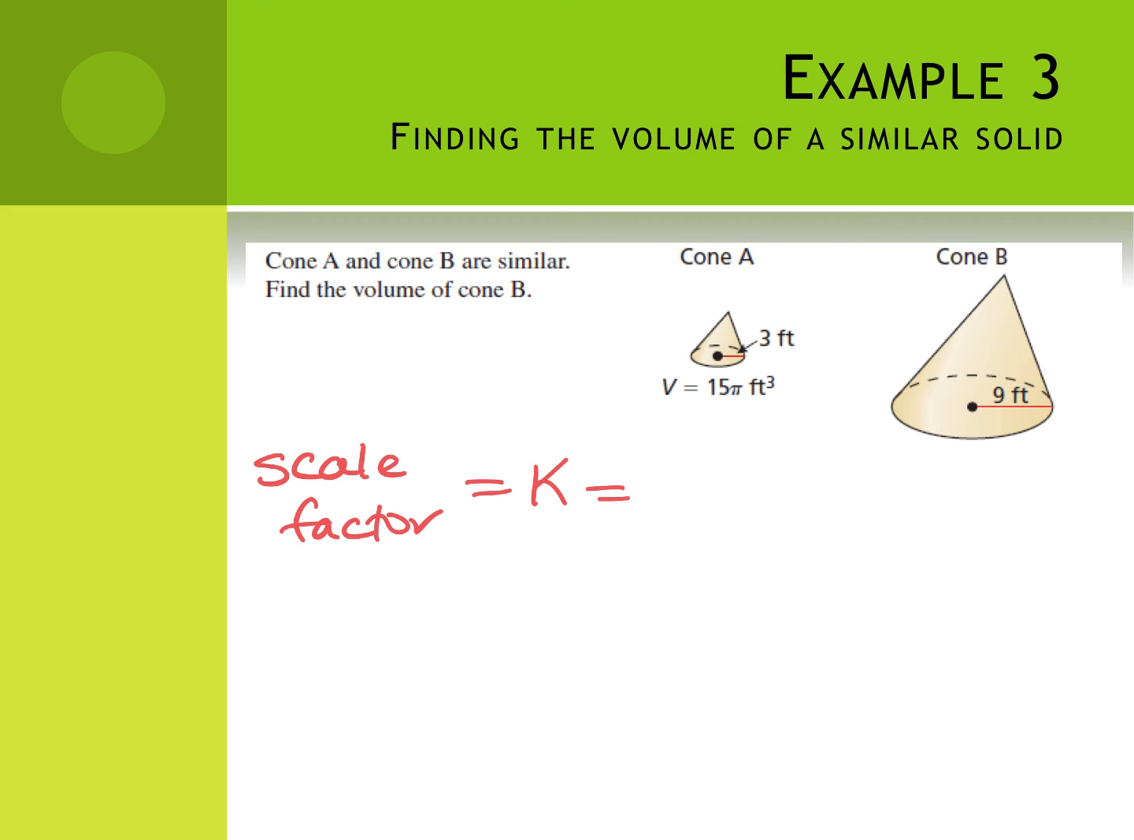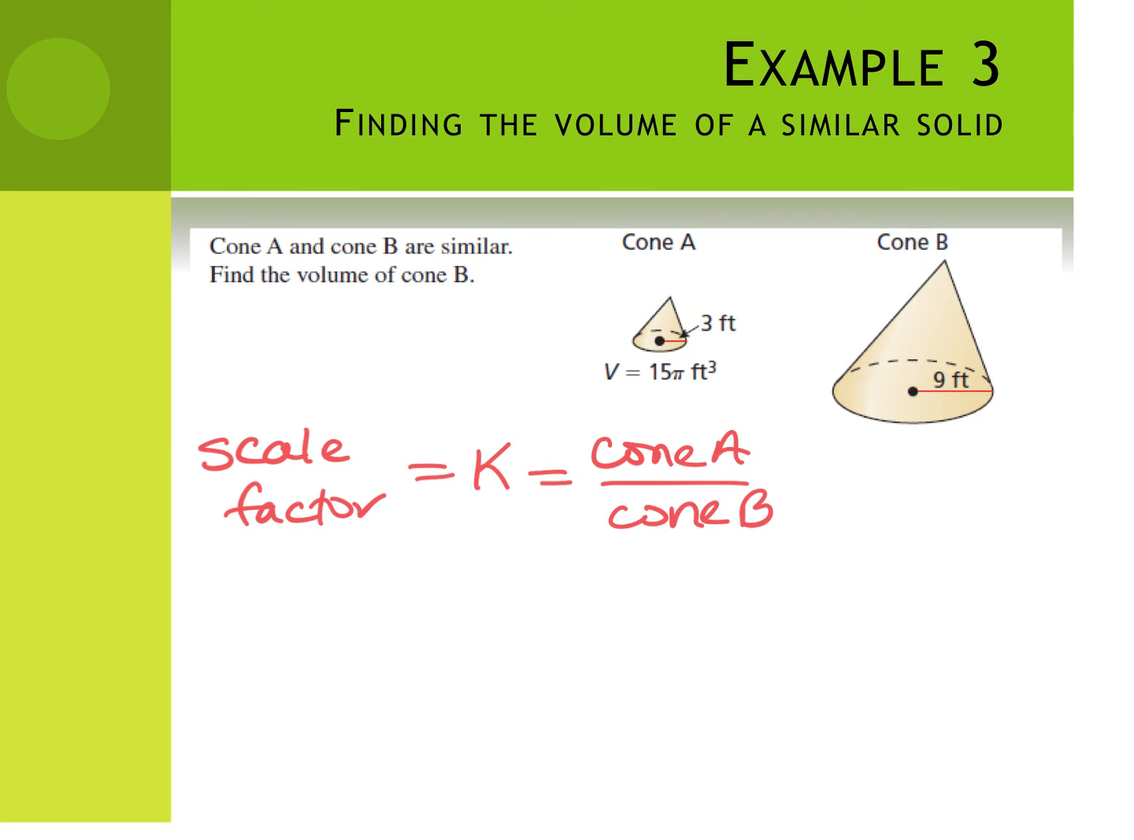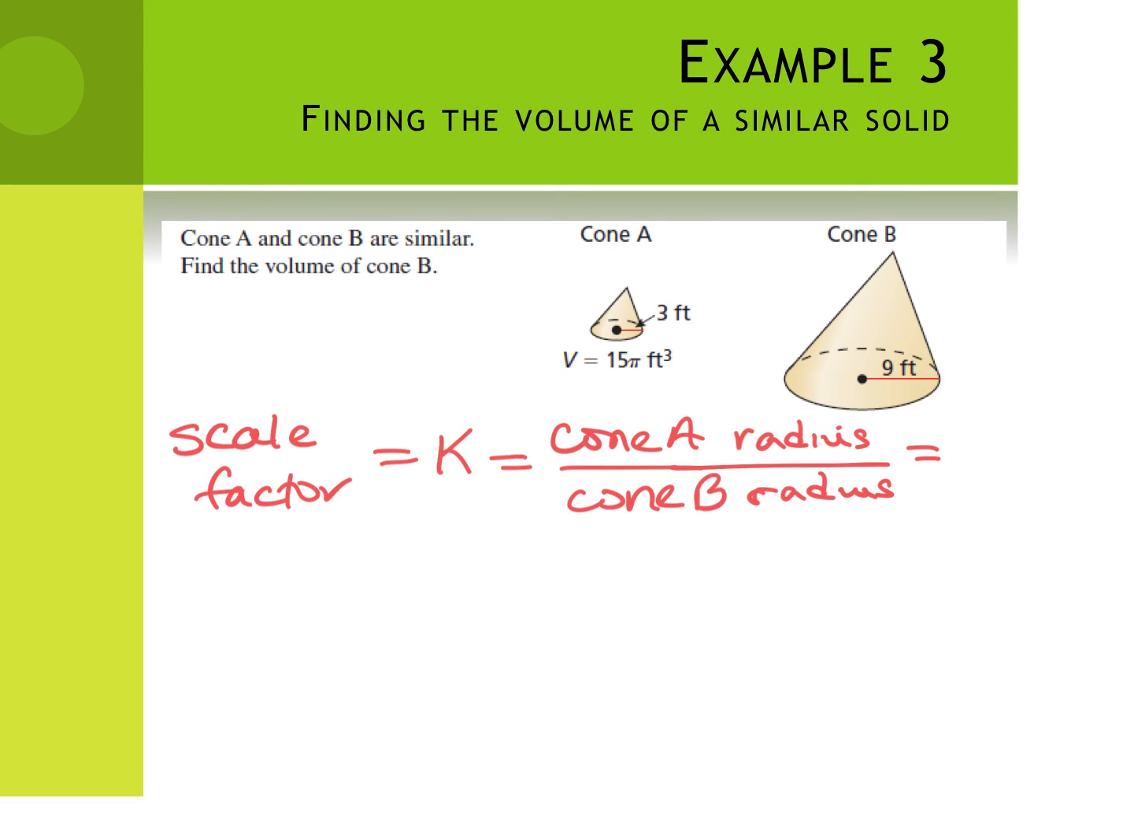If I end up doing cone A over cone B, when I set up the proportion with the volumes, I need to stay consistent. So I'm going to be doing cone A's radius over cone B's radius to get my K value. So I'm going to do 3/9, reduce that to 1/3. So my K value is 1/3.